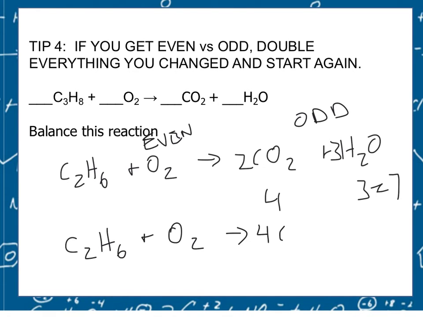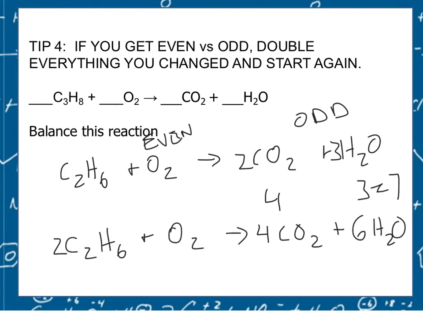I want to make this 4 CO2s and 6 waters. When I look at this, I have 4 carbons. So 2, 2 times 2 is 4. And that also works out for my hydrogens. 6 times 2 is 12. 2 times 6 is 12.